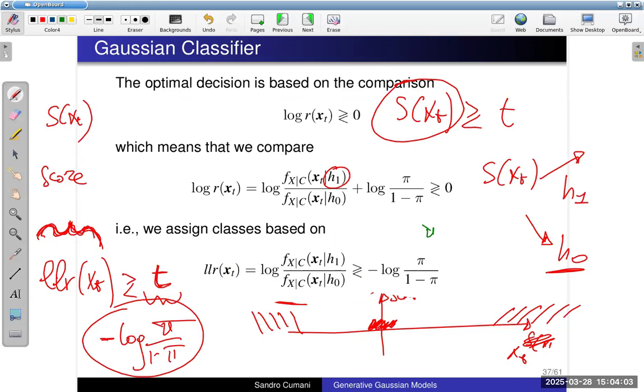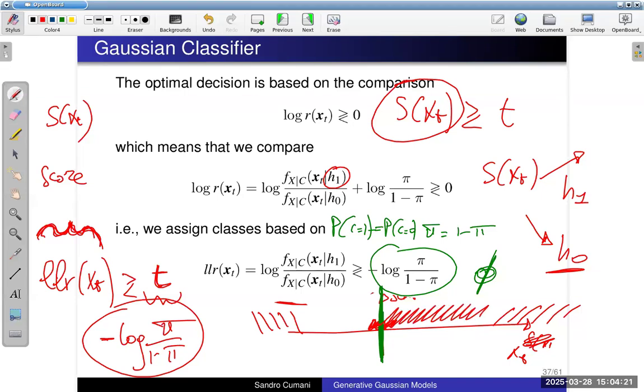Notice that if the classes have the same probability, so probability of class 1 is equal to probability of class 0 a priori, then this becomes 0. So if the classes have the same prior probability, we cut exactly at 0. When the score is larger than 0, we will assign class 1. If it's smaller, we will assign class 0. But depending on the value of the class prior probability, we may need to move our threshold.